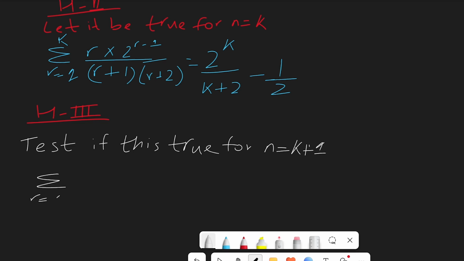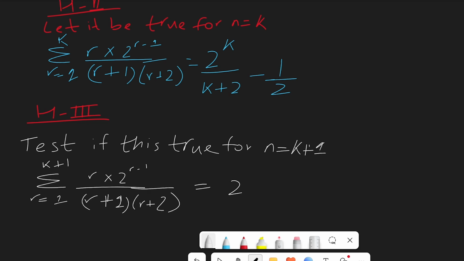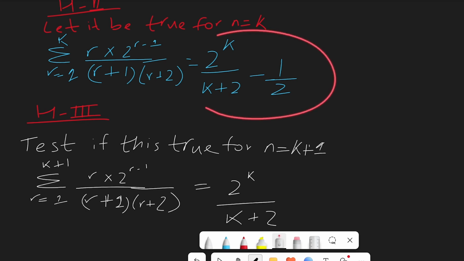r equals 1 till k plus 1. So the left hand side would be as it is, 2r minus 1 over (r plus 1)(r plus 2). And for the right hand side we will use up till k over here. So what is up till k? 2 power k over k plus 2. This is the exact same thing over here.